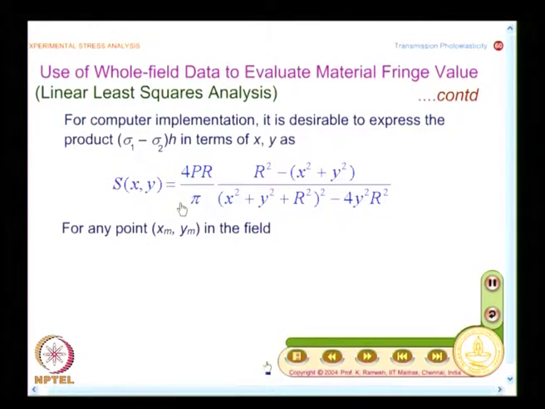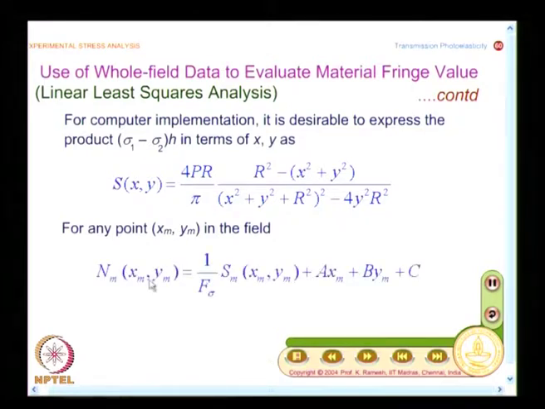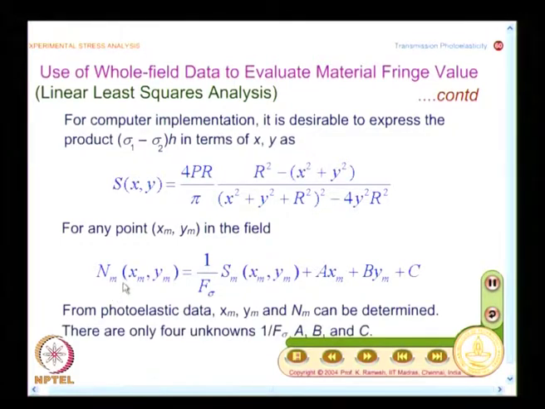So, for the point M, I will write this as, at the point M, Nm is defined as one contribution from the analytical expression, and the other contribution from the assumed residual stress field. It is an assumed residual stress field. And from photoelastic data, what can you find out? I can find out at every point of interest the value of fringe order n. That is what is written here. The coordinates x and y and the fringe order at the point M can be determined from the experiments.